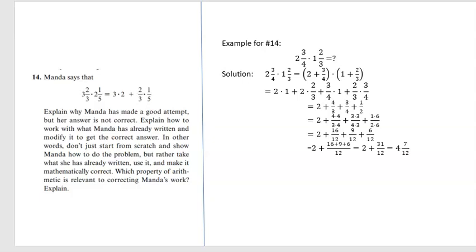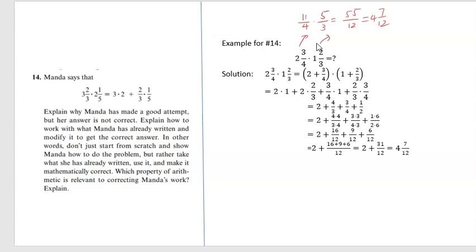Section 5.1, homework problem number 14. This is an example that I did in class. When we multiply mixed numbers, there is an easier way: turn both of them into improper fractions, multiply straight across, and then change it back to a mixed number. But this is not what they ask you to do here.